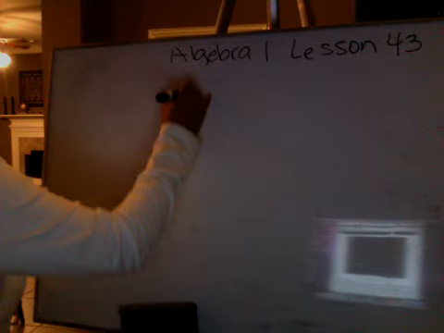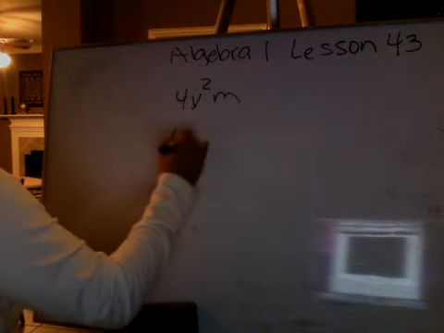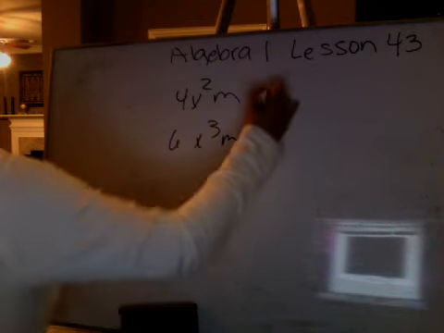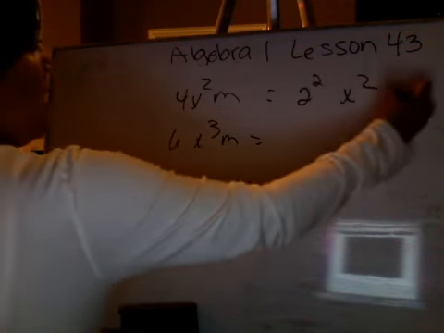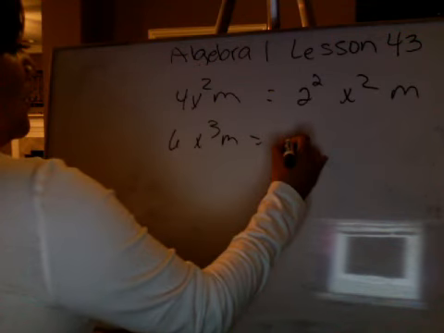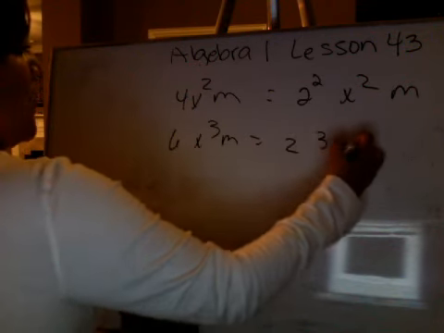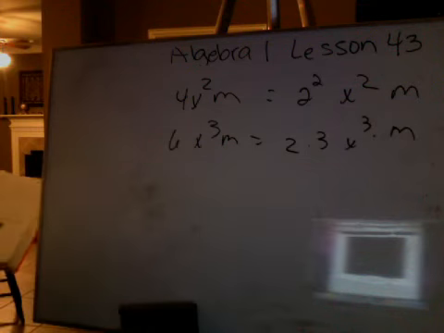That's all it is. So let's look at another one. Find the LCM of 4x squared m and 6x cubed m. This becomes 2 squared x squared m, and 2 times 3 x cubed times m.